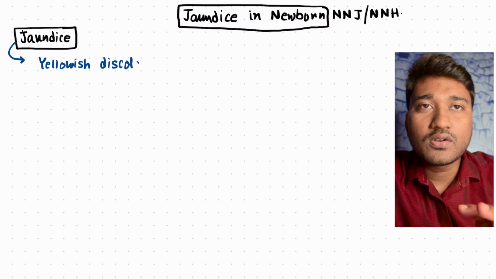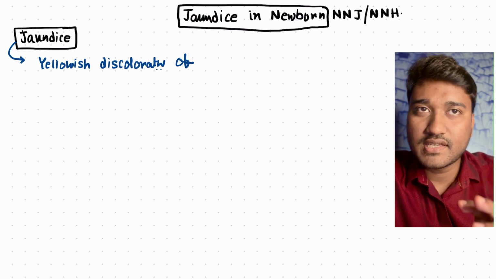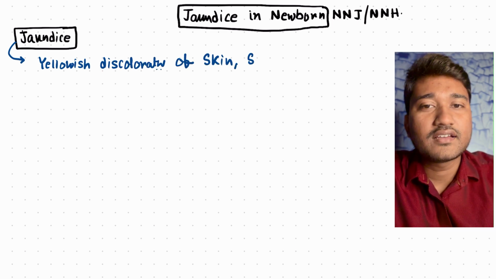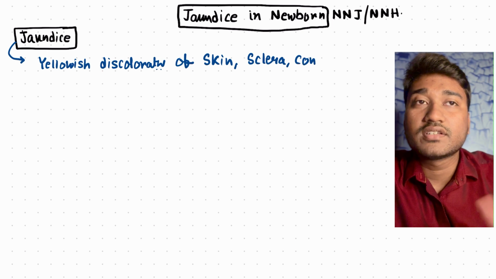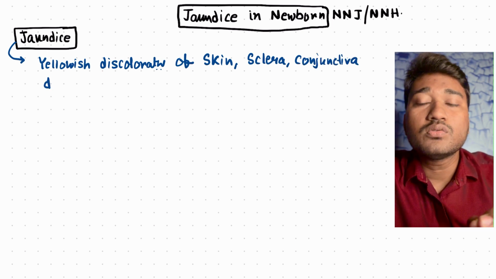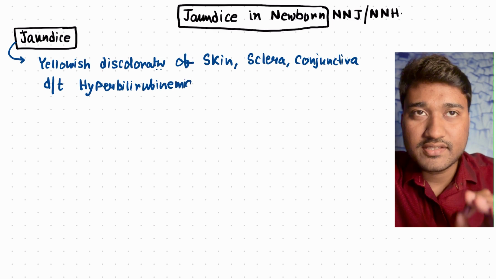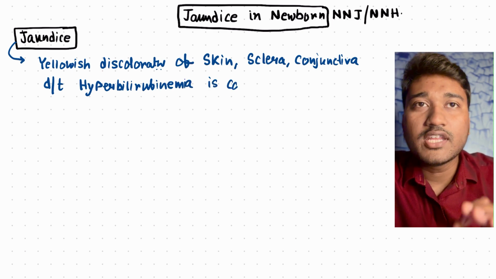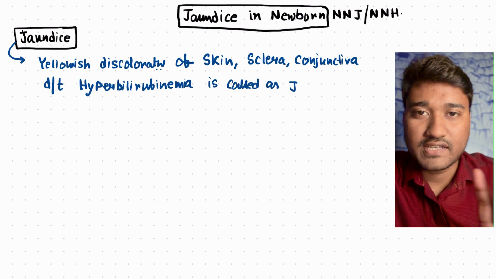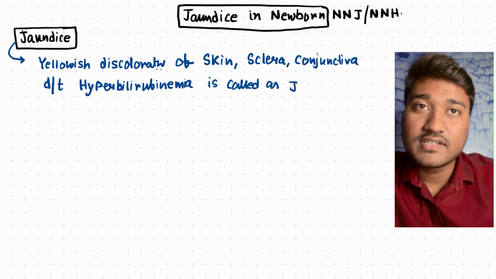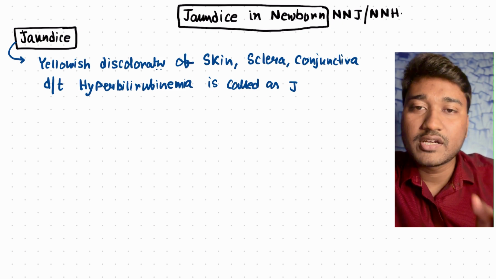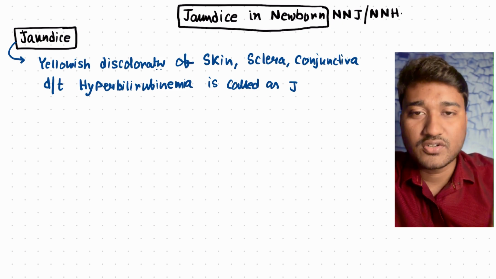Jaundice is the yellowish discoloration of the skin, sclera, conjunctiva, or the mucosa due to hyperbilirubinemia. So this hyperbilirubinemia is very important. Only yellowish discoloration is not called jaundice. If this yellowish discoloration is due to hyperbilirubinemia, we call it jaundice.